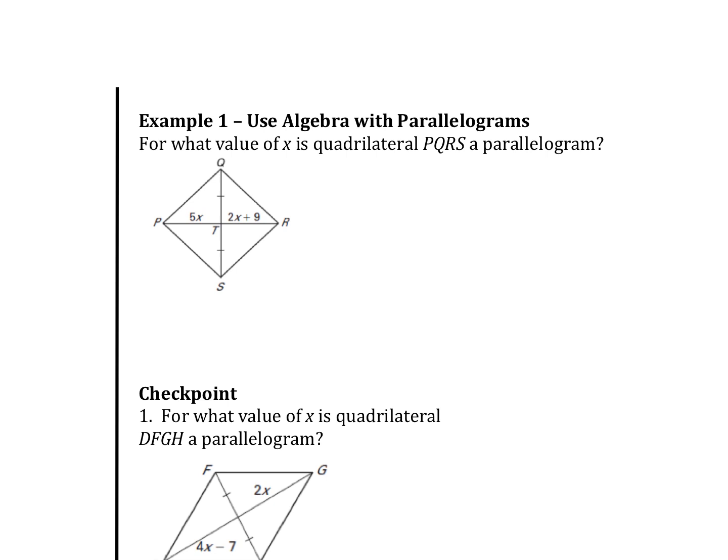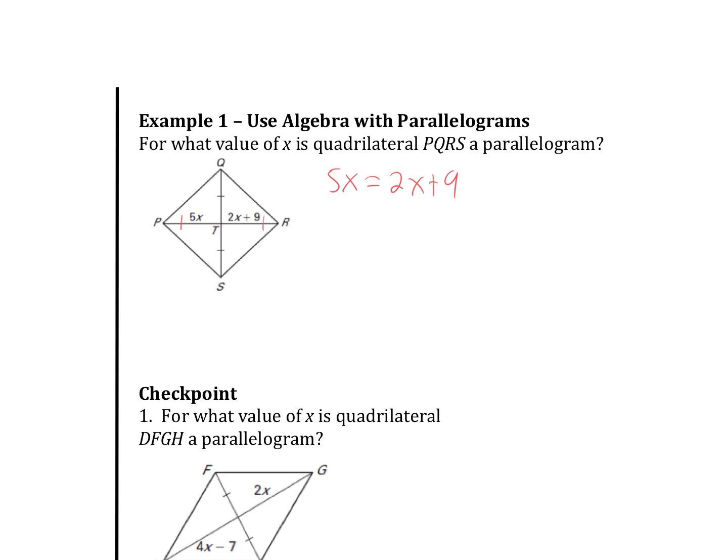Example 1 says, for what value of x is quadrilateral PQRS a parallelogram? Looks like we're working with the diagonals here. What do we know about the diagonals? Well, the diagonals of parallelograms bisect each other, which means the segments should be congruent. So what are we going to do with them? We're going to set them equal. We got 5x equals 2x plus 9.